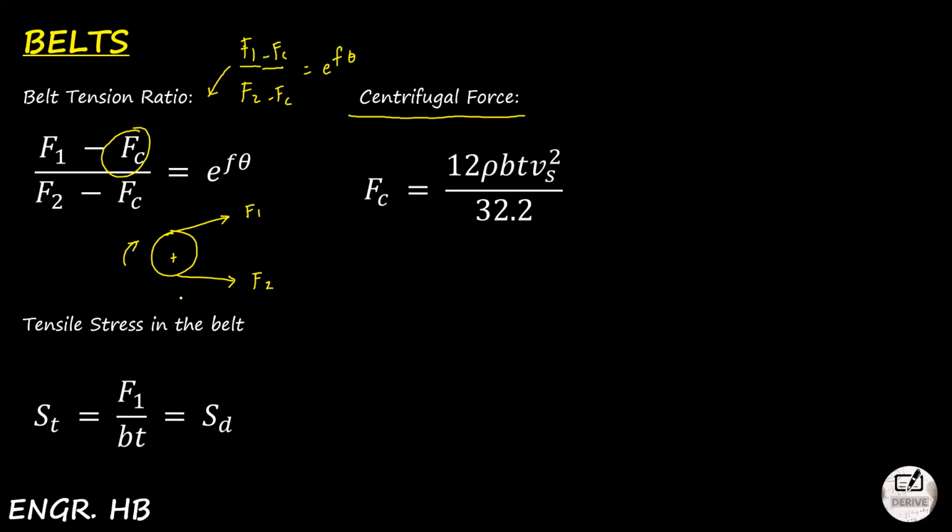So ang formula naman ng centrifugal force represented by FC is equal to 12 rho BT V squared over 32.2. So ano nga ba itong mga parameters na to? We all know that FC is equal to mass times the normal acceleration. So parang diyan dinerive yun. That's why makakita ka rin ng density and other parameters. So isa-isahin natin ano nga ba yung mga yan. So itong rho, which is the density of the belt material.